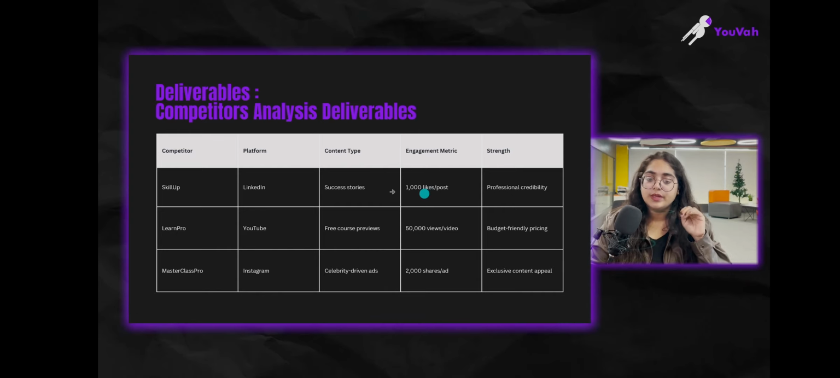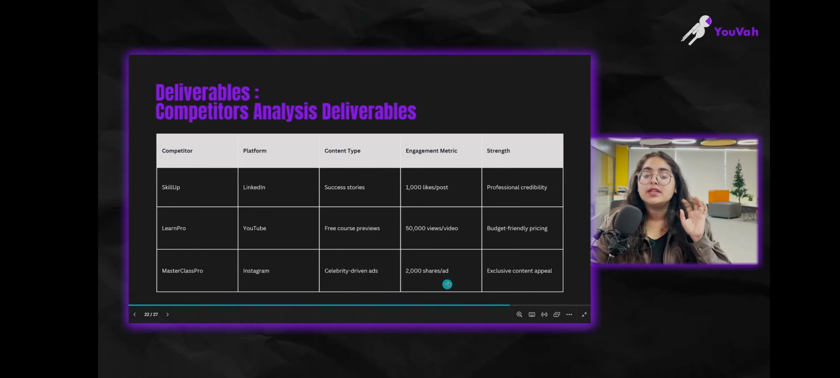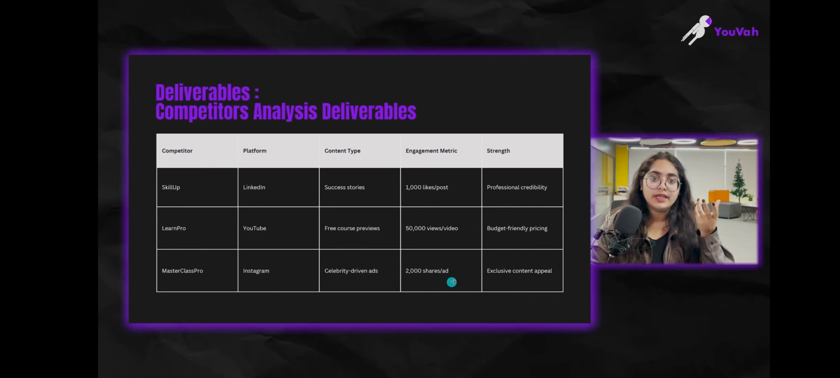Now engagement. See the engagement. 1,000 likes on posts about success stories. 50,000 views. Why? Because it's the budget-friendly option, and free course previews are also available. Celebrity-driven content is shared a lot because credibility comes into the picture. So you can see the engagement factor is also affecting things here.